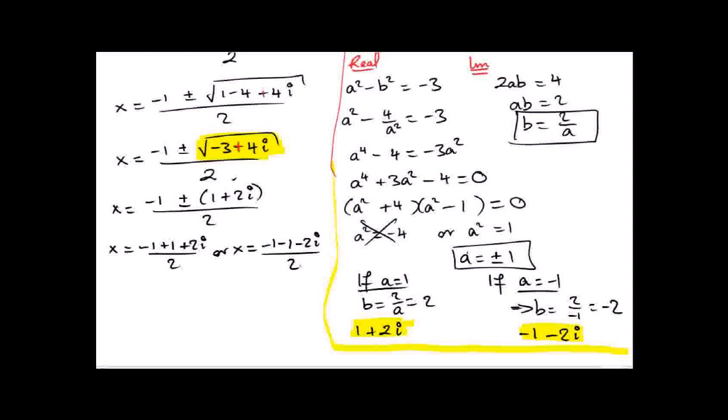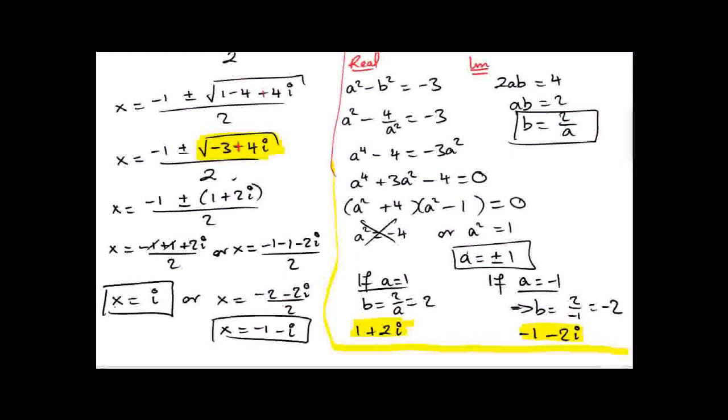I'm not, because there was an i in the equation at the start, wasn't there? So I'm definitely not expecting conjugates. So x equals minus 1 plus 1 cancels, 2i over 2 is i, or minus 2 minus 2i over 2. So the second option is minus 1 minus i. So there we go, job done. So either x is i or x is minus 1 minus i.